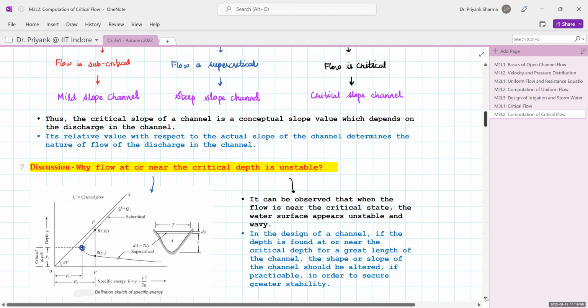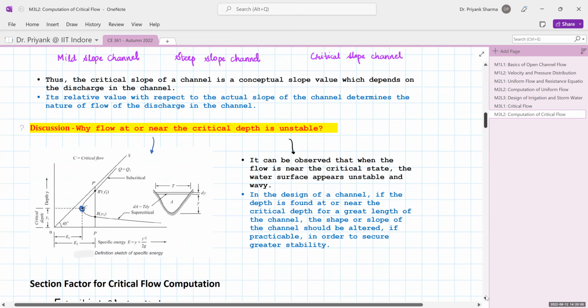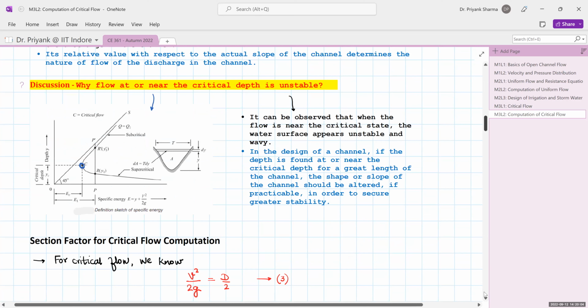So in previous class also we discussed the specific energy concept. There we discussed one point that the flow near the critical depth is unstable. As we saw, in case of a supercritical flow, your velocity will be very high and depth will be low. In case of a subcritical flow, the depth will be high and velocity will be low. In case of a critical flow, your flow will appear to be unstable and wavy at critical state.